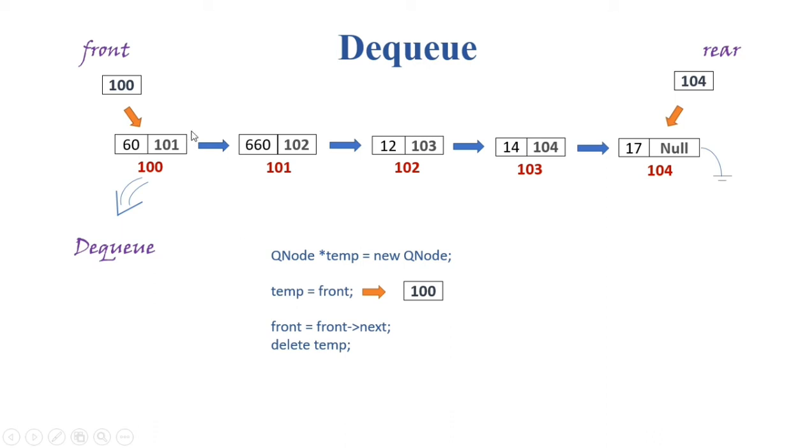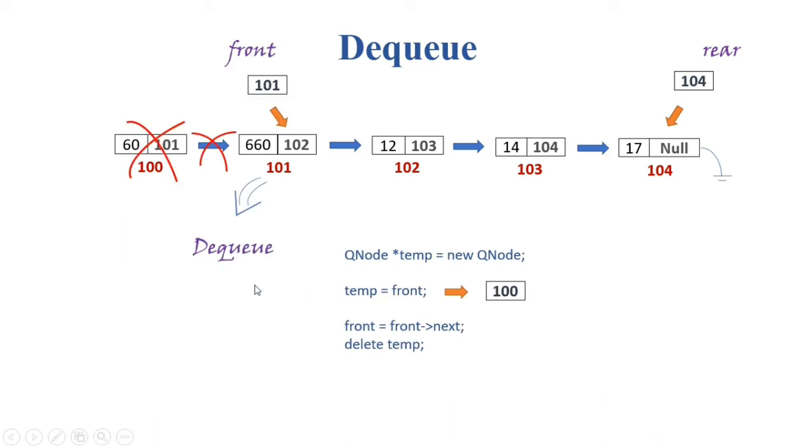And then we simply delete this link here. This link will be deleted when we say front equals front next. So front will now be pointing to this address, 101, and this link will be deleted. But now the memory still has the value of front in it. So for that, we say delete temp. Delete is a built-in function, and when we delete it, this whole node and its link will be deleted and front will be set to 101.